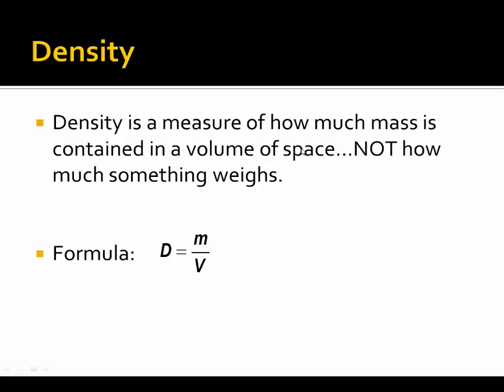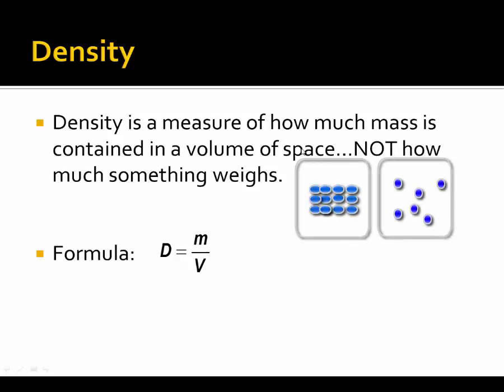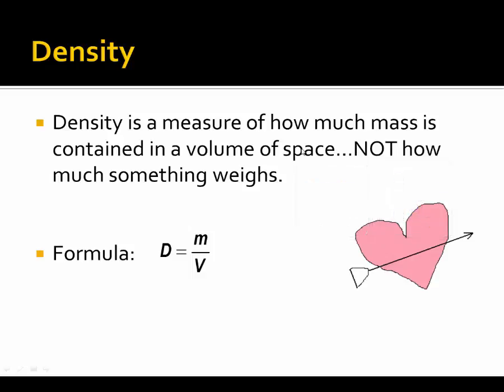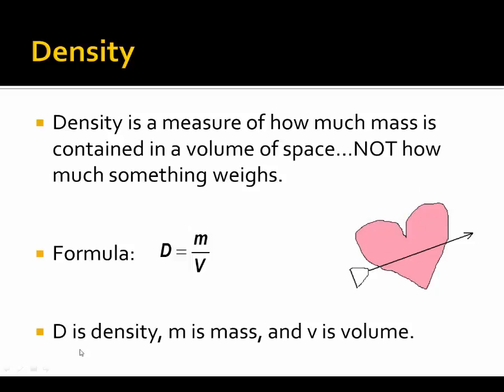And to calculate density, we have the formula density equals mass over volume. That's what M and V stand for. M is mass, V is volume. In other words, density equals love. It's going to help you remember the formula. How do you remember that? You're going to draw a heart and then draw a little arrow going through it. You have mass over volume.